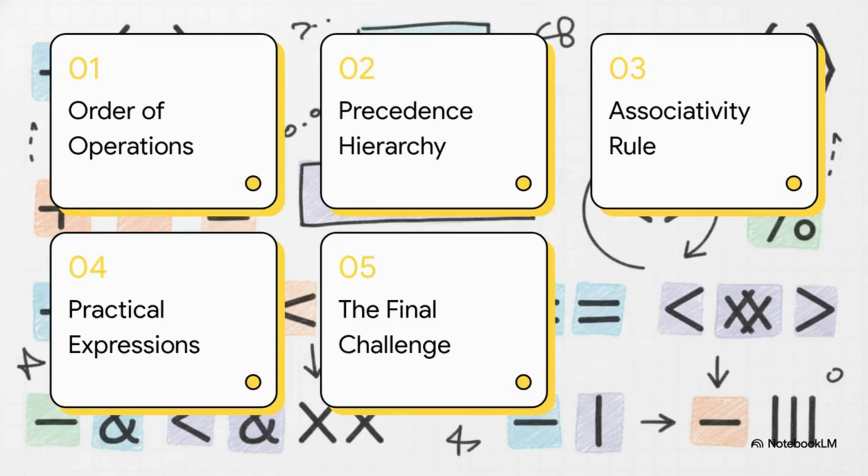To demystify that whole process, here's our roadmap. We'll quickly cover the order of operations, run through the precedence hierarchy, look at the associativity rule, solve some practical expressions together, and then leave you with a final challenge.